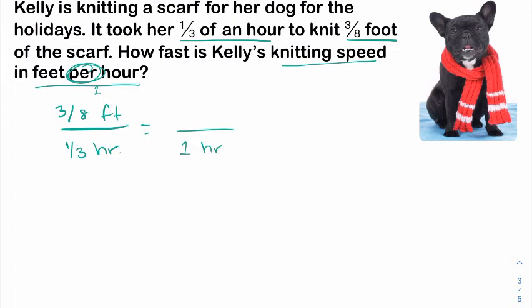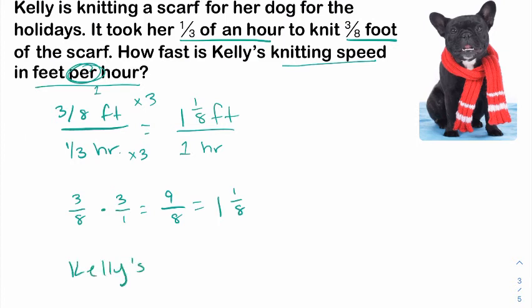Well, in order to get from 1/3 to 1, I need to multiply by 3. So whatever I do to the bottom, I have to do to the top. Let's compute 3/8 times 3 over 1. 3 times 3 is 9, and 8 times 1 is 8. When we simplify, 8 goes into 9 one time, and there's 1 left over. So we can say that Kelly's knitting speed is 1 1/8 feet per hour.